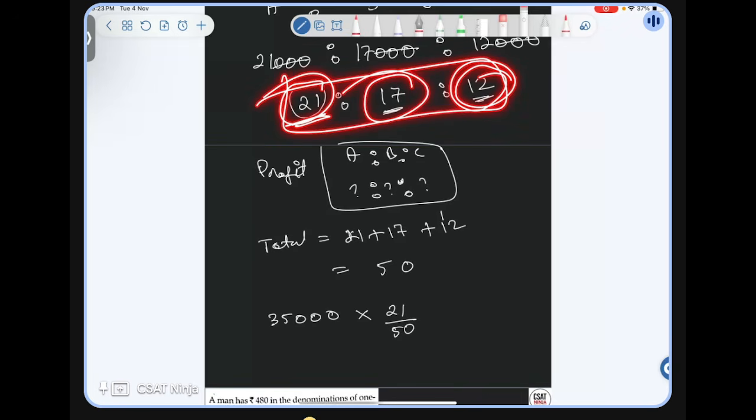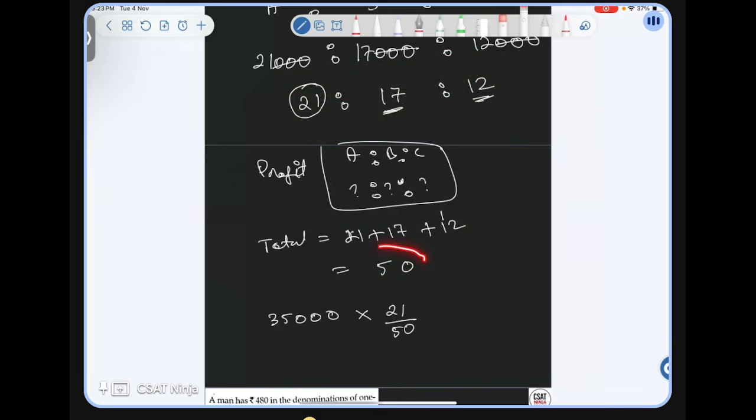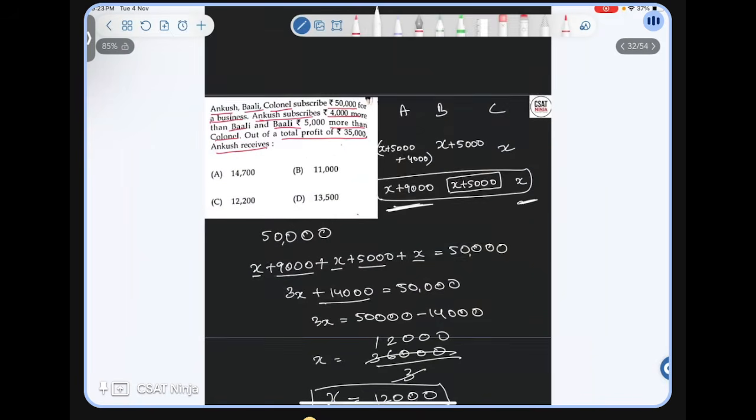Their total share is how much? 50. And out of this 50, A's share is asked. A's share is 21 out of 50. So if you simplify this, you will get the answer. The 0s will get cancelled. 5 sevens are 35, 1, 2. So the answer is 7 ones are 7, 7 twos are 14, and 0, 0. 14,700. Is it in the options? Yes, which is option A. That is the answer there.